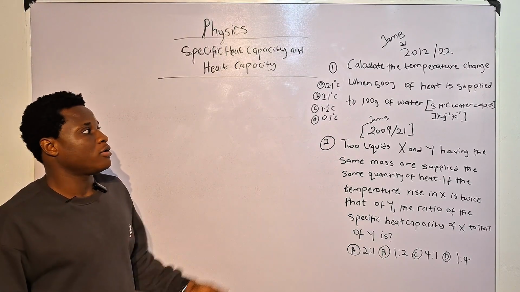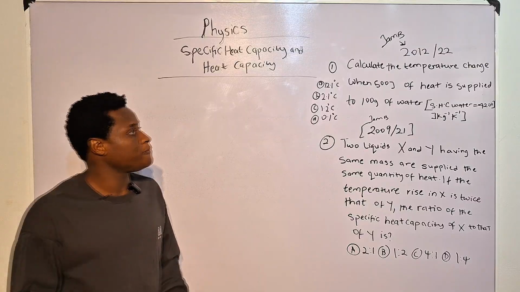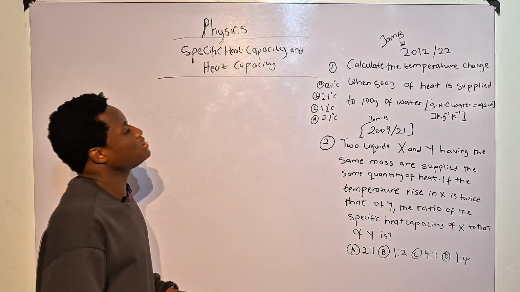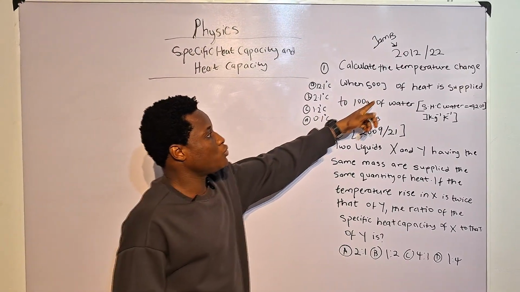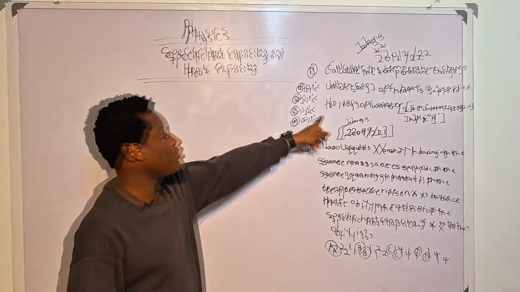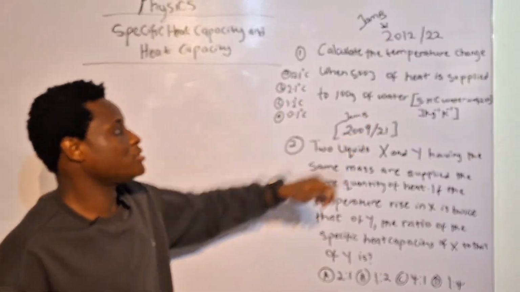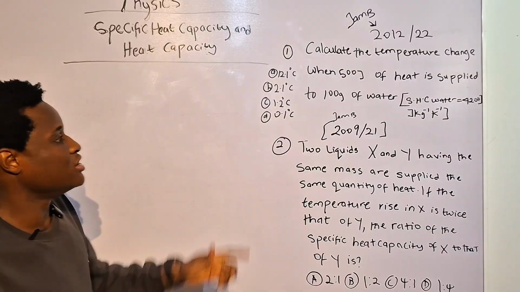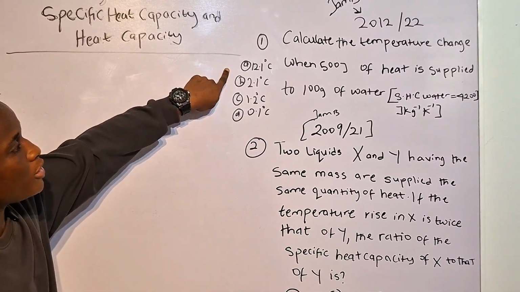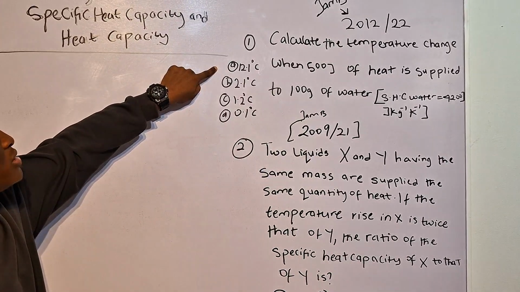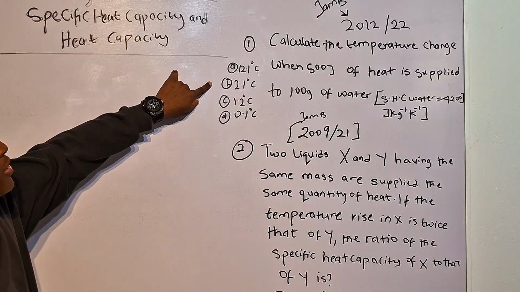So we have two questions from JAMB concerning what we did. The first one says, calculate the temperature change when 500 joules of heat is supplied to 100 gram of water, taking the specific heat capacity of water to be 4,200 joules per kilogram per Kelvin. Option A says 12.1 degrees Celsius. Option B says 2.1 degrees Celsius.